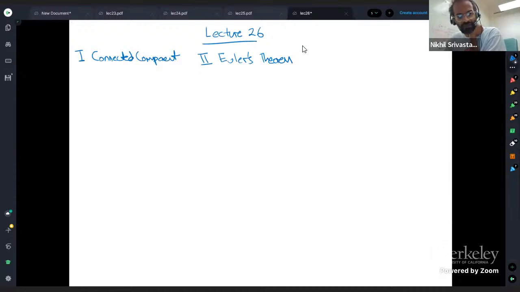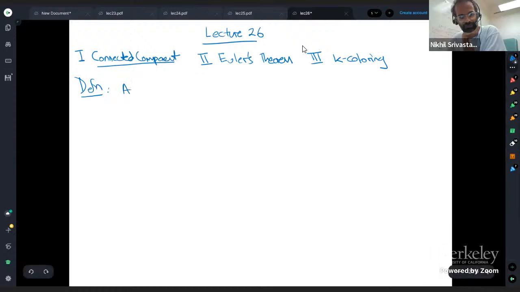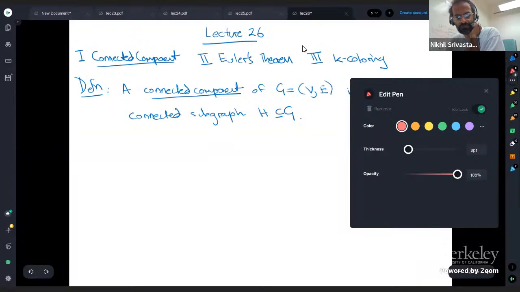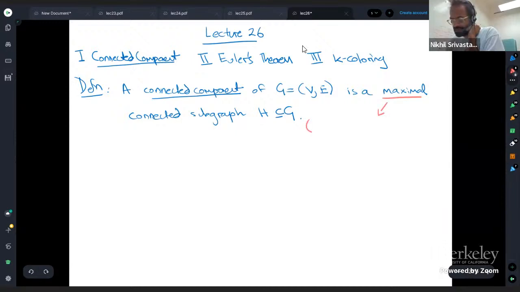So let me start by saying what a connected component is. Here's the definition. A connected component of a graph G is a maximal connected subgraph H contained in G. And the most important word here, well, okay, the word connected is important, but a very important word here, which may be new, is the word maximal. And maximal means that if you add any edges to H, it wouldn't be a connected subgraph anymore.